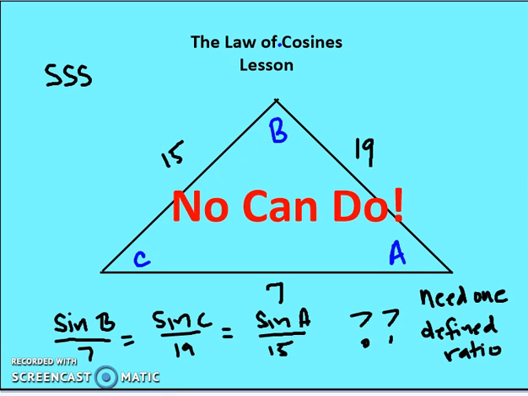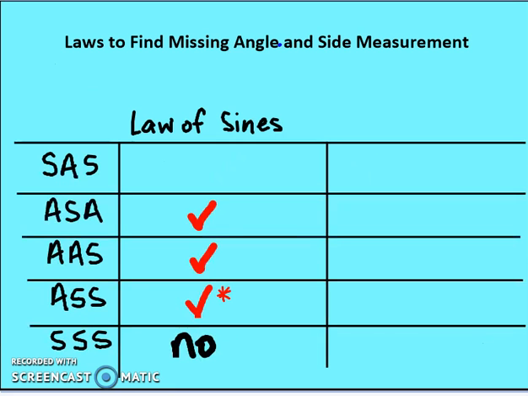So we're going to realize that you cannot solve a side, side, side triangle using the law of sines because you end up with no defined ratio. You need at least one, which means that you'll end up with two unknowns if you use the law of sines. So we're going to say no to side, side, side.